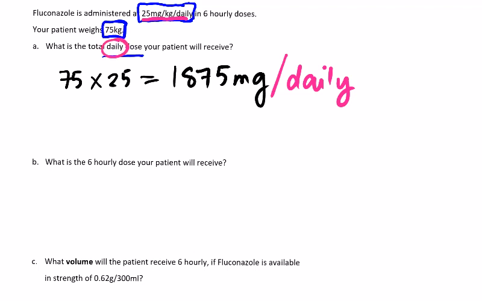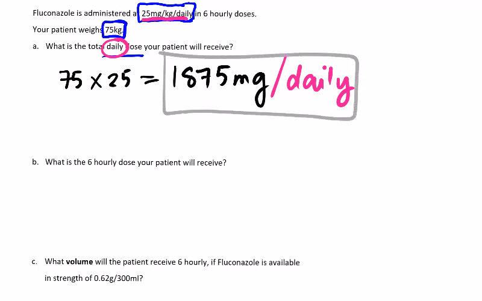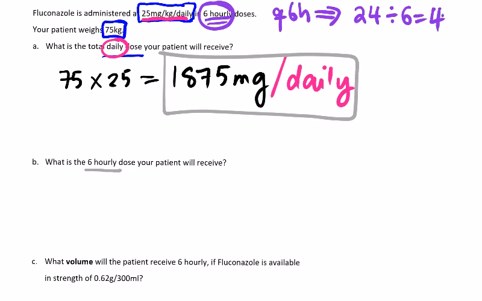The second question says, what is the 6-hourly dose the patient will receive? Well, this 1,875 milligrams is for the full day. This is not the 6-hourly dose that the patient will receive, not the single dose. So we need to understand what 6-hourly doses mean. Every time we see 6-hourly or every 6 hours, we need to check how many lots of those go into 24. So we divide 24 by 6 and get 4. It means 4 times a day.